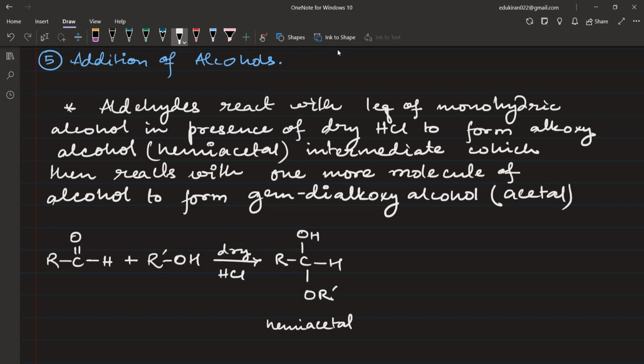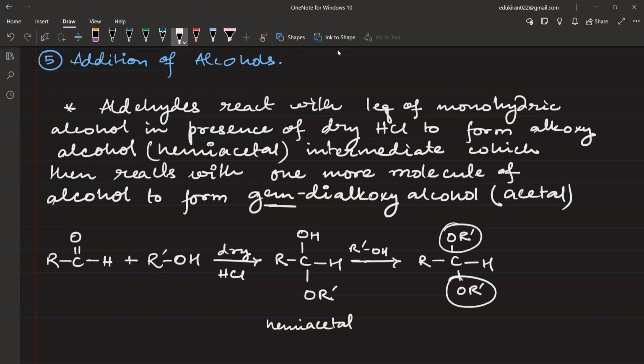Now this is an intermediate. It further reacts with 1 more mole of R dash OH. And this OH also converts to OR dash. Here also we have OR dash, and then you have H. So see, you have dialkoxy on the same carbon atom, that is why it is gem. And this is gem dialkoxy alcohol. This is known as acetal.